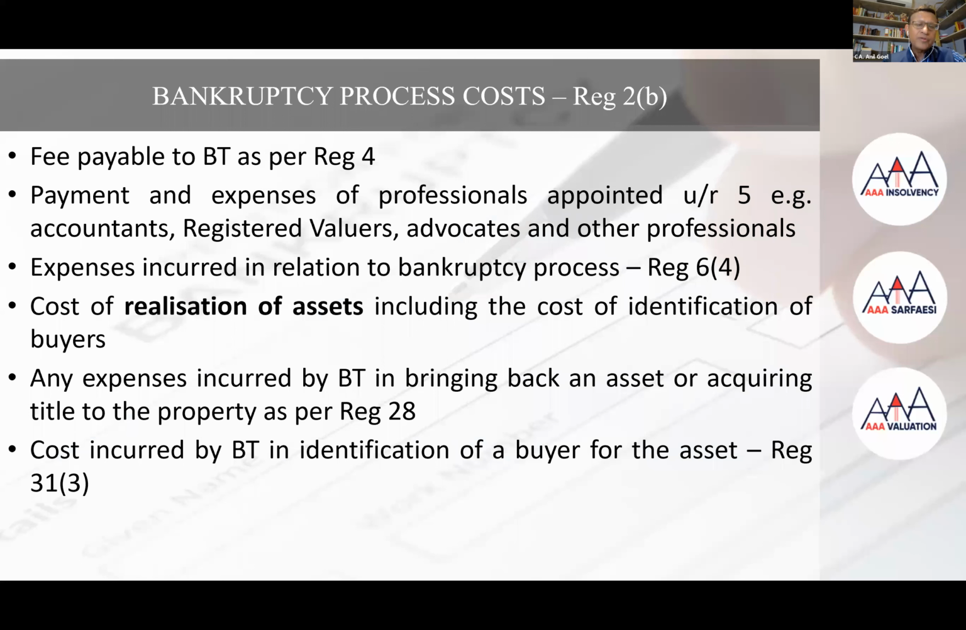Bankruptcy process cost includes the fee payable to the BT as per Regulation 4, payment and expenses of professionals, maybe accountants, registered valuers, advocates and other professionals, expenses incurred in relation to the bankruptcy process, and the cost of realization of assets, including the cost of identification of buyers. It also includes all expenses incurred by the BT in bringing back an asset or acquiring title to the property. I said that there are some assets where there are contracts, and some assets where the title is not clear, so for cleaning the title there are some investments which can be made by the BT. That also will form part of the bankruptcy process cost, as will the cost incurred by the BT in identification of a buyer for the asset as the selling cost.